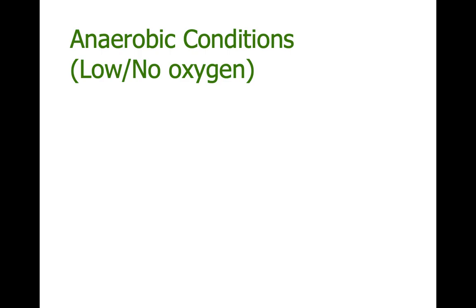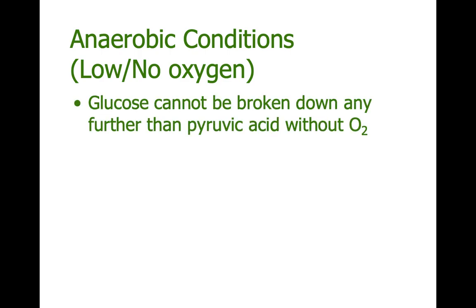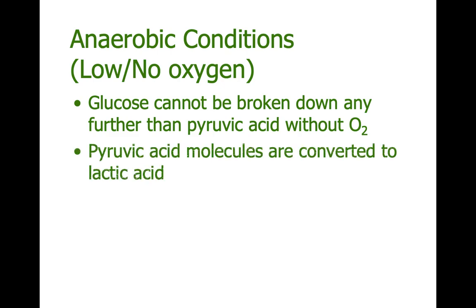So what does that mean? Well, glycolysis is going to happen because glucose cannot be broken down any further than pyruvic acid without oxygen, right? Pyruvic acid is going to be formed through glycolysis. Glycolysis is not oxygen dependent. The other two are. So you're going to get glycolysis, but you cannot go any further. You're not going to get the Krebs cycle or the citric acid cycle and the electron transport system.